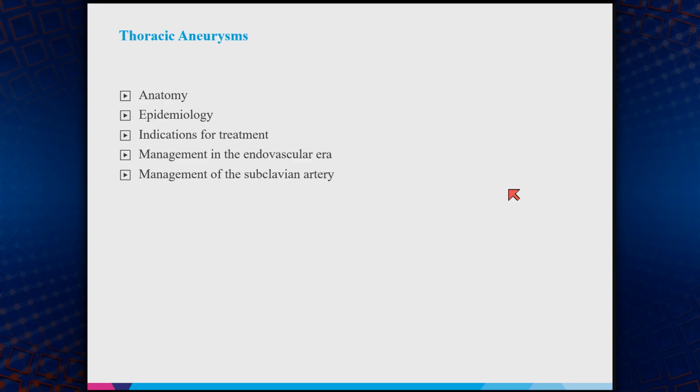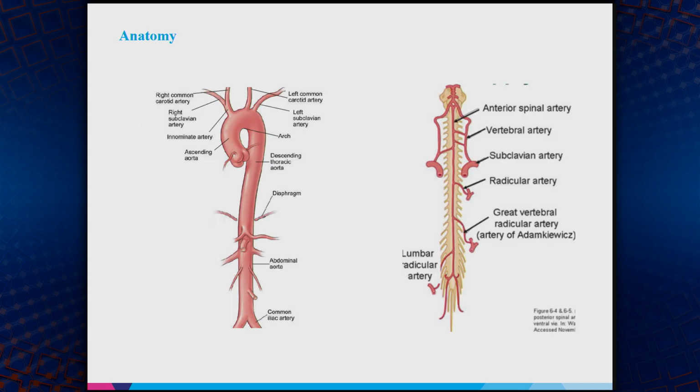So we're talking about thoracic aortic aneurysms now, and specifically descending thoracic aneurysms. We'll talk quickly about the relevant anatomy, the epidemiology, the indications as far as we know for treating, and then we'll talk about some pitfalls in the endovascular era, and then what to do with the left subclavian artery.